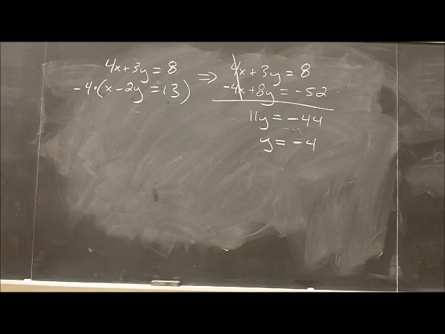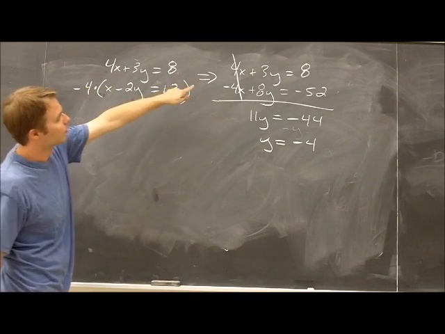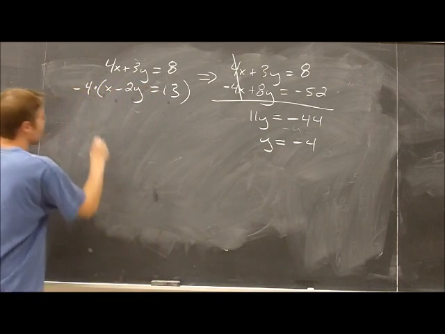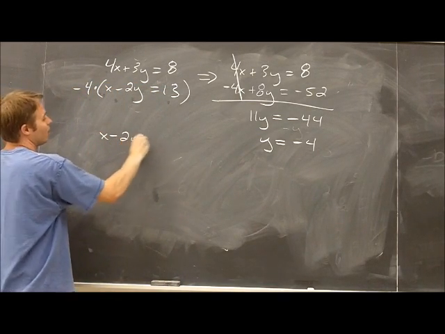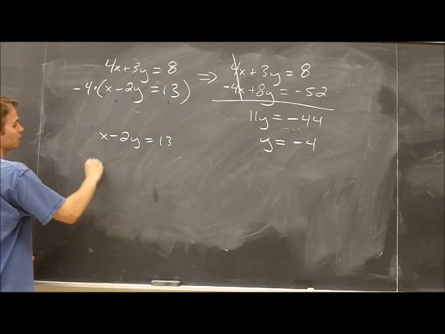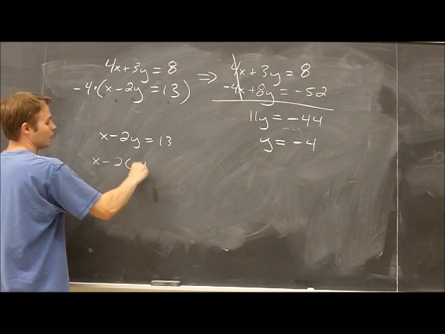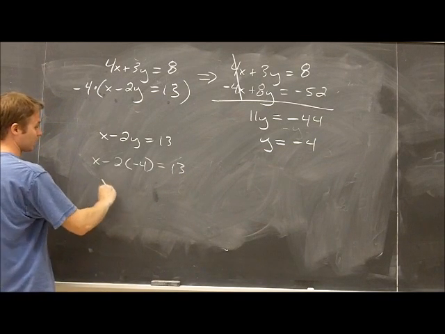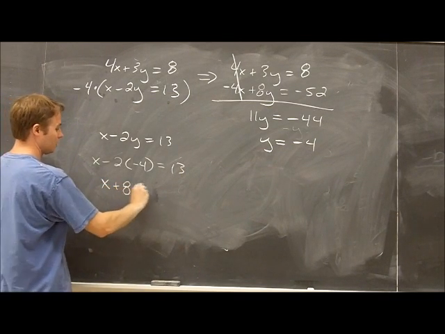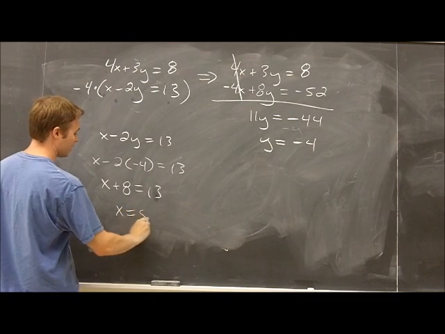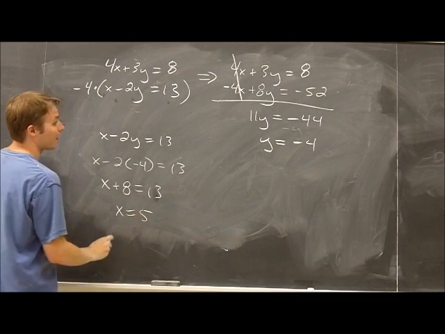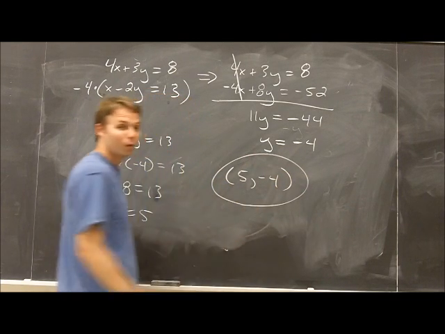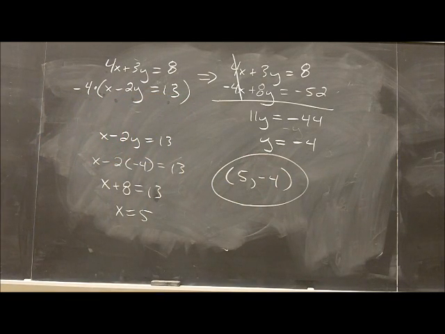Now I can go back and plug in the y. I wouldn't plug it into one of these because probably your numbers are bigger, but maybe go back to the original equation. So maybe go back to this one, x minus 2y is equal to 13. So x minus 2 times negative 4 is equal to 13. And now solve it for x. So this is x plus 8 is equal to 13. So x is equal to 5. So our solution ends up being x equals 5, y equals negative 4.